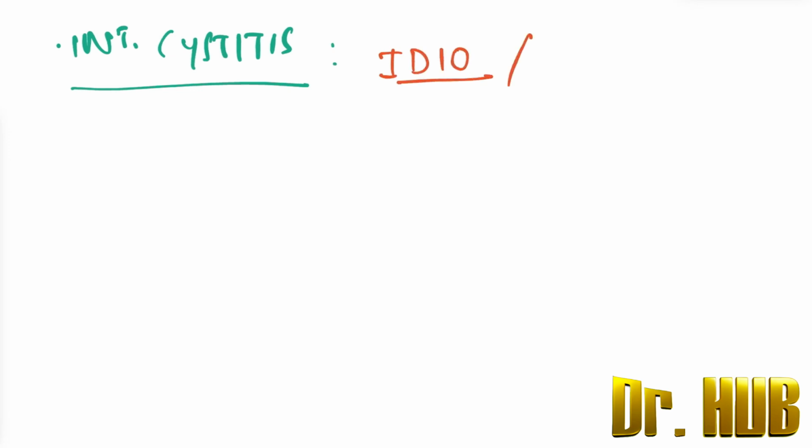Cystitis and its types. So first we look at interstitial cystitis. The etiology is idiopathic, and the characteristic feature is the Hunner's ulcer.